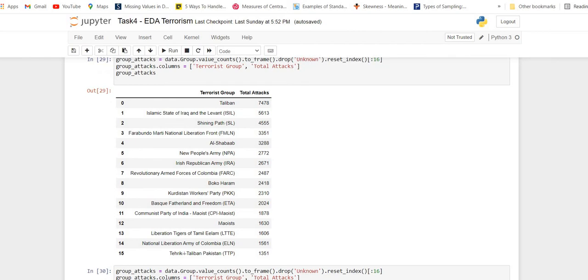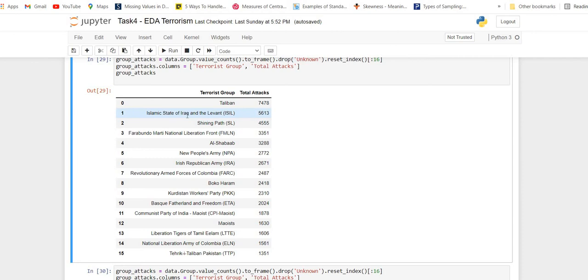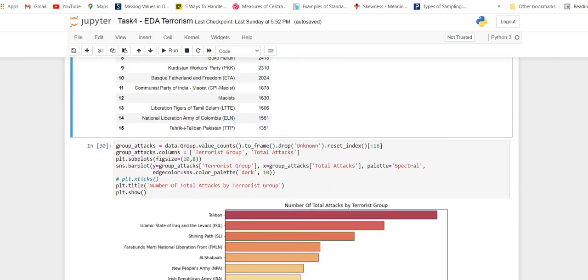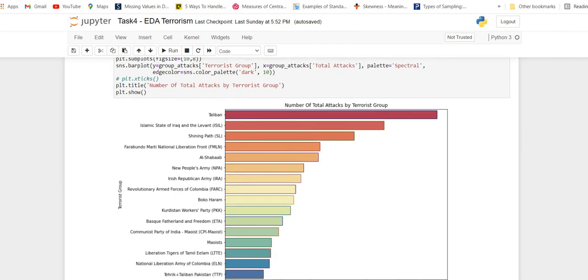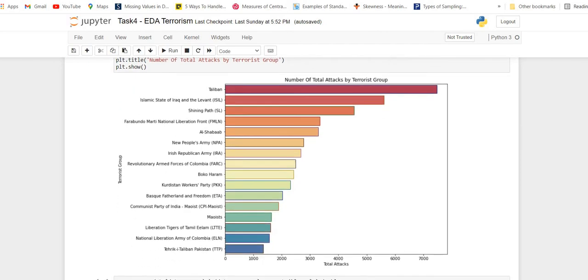So in this, the highest terrorist group is the Taliban, which has the most number of attacks, that is 7,478. Then followed by the Islamic State of Iraq, with 5,613 attacks, and then Shining Path. So these are the terrorist groups which attack the most. You can see this in the bar chart.